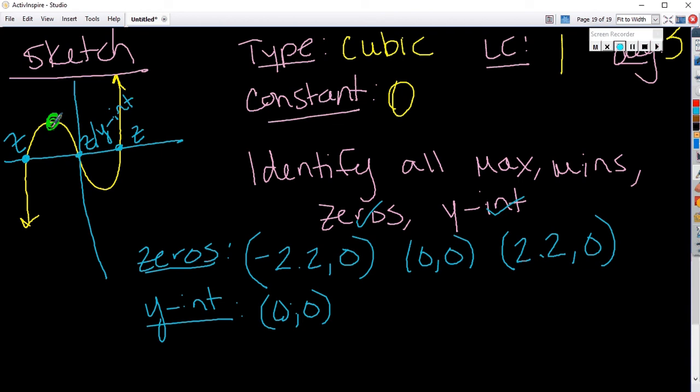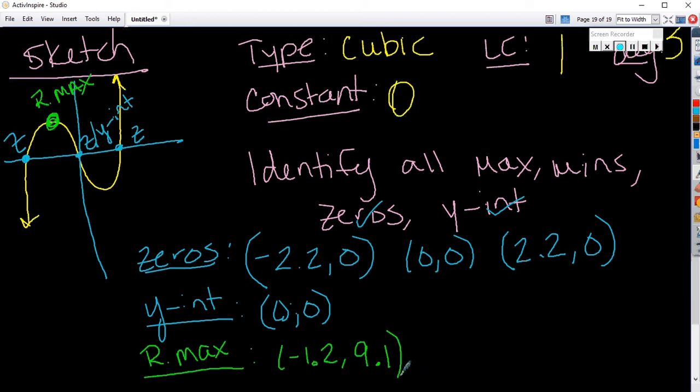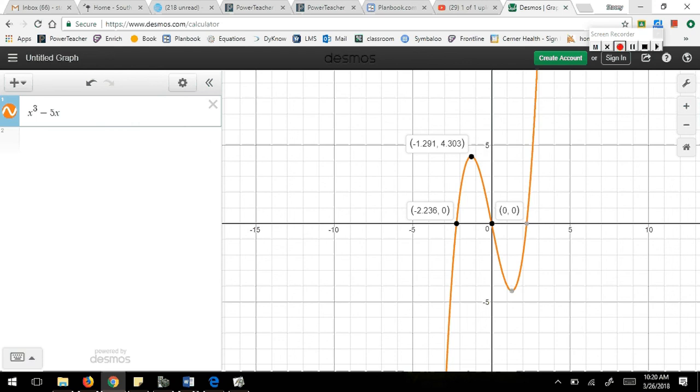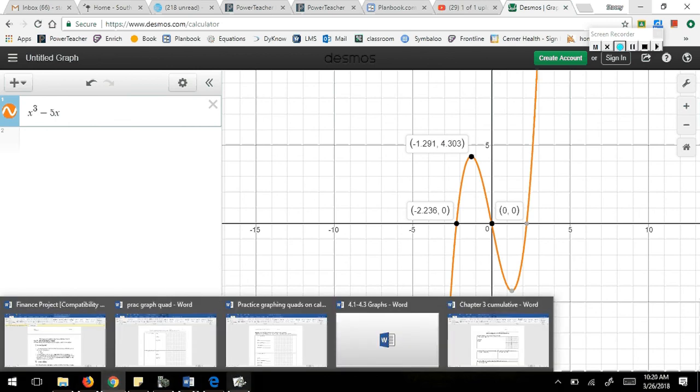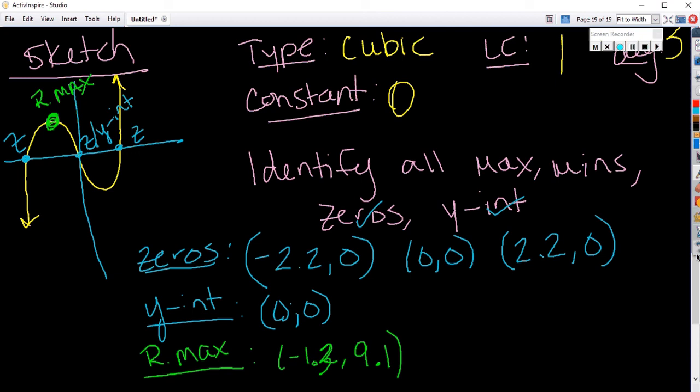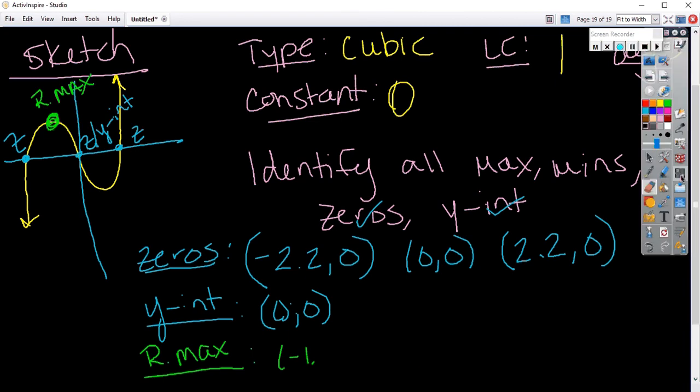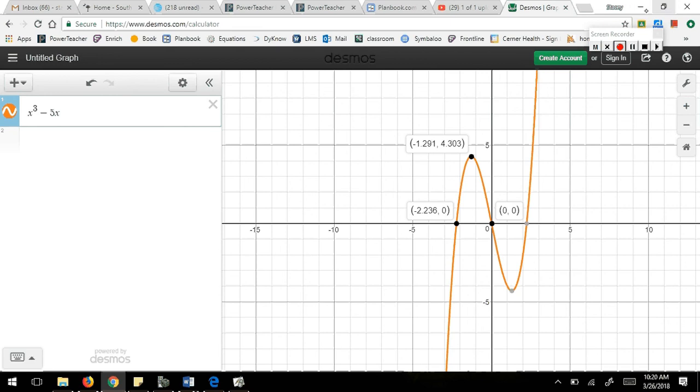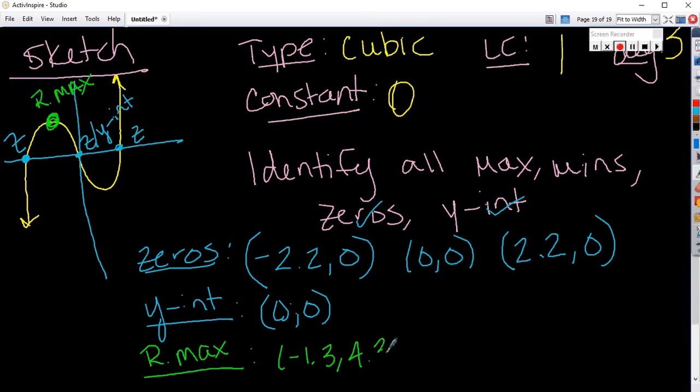Is that absolute or relative? Relative, because the graph's going up forever. So this is a relative max. What are the coordinates of my relative max? Negative 1.3, 4.3. I'm not going to take points off for that or anything. Negative 1.3, 4.3. There's 2 more things we're going to add tomorrow.